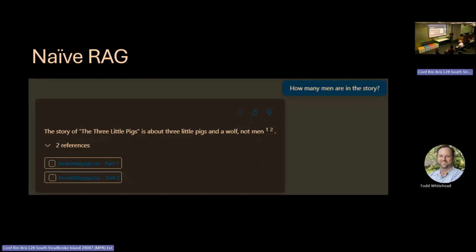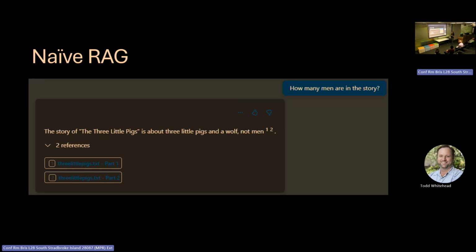Then, before we did graph rag, we asked the LLM, how many men are in the story? The first little pig gets the straw from the man, the second little pig gets the furs from the man, the third little pig gets the bricks from the man. It said the story of the three little pigs is about three little pigs and a wolf, not men.